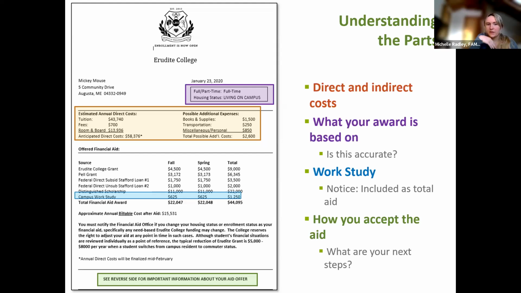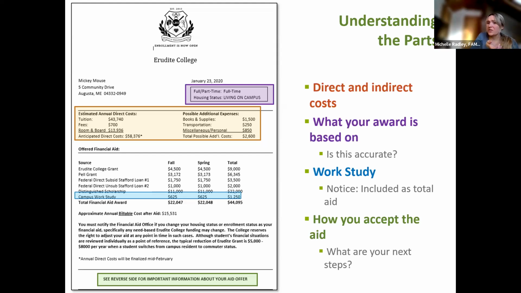But this is typically what you would see on an offer letter. And then it gives you the anticipated direct cost. And this also has assumptions on it. It really only has the two. It has the campus housing situation, and then if the student is attending full-time or part-time.